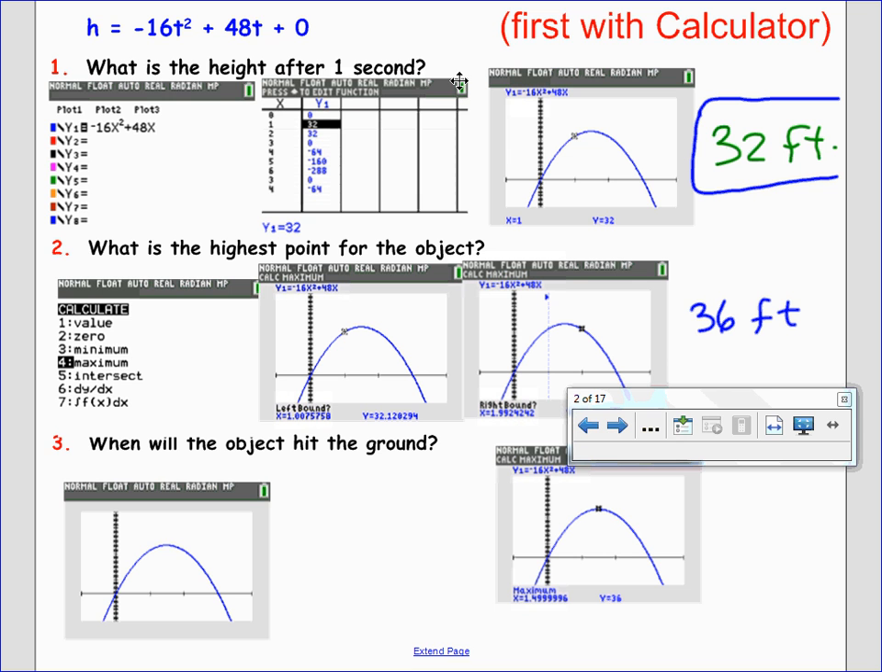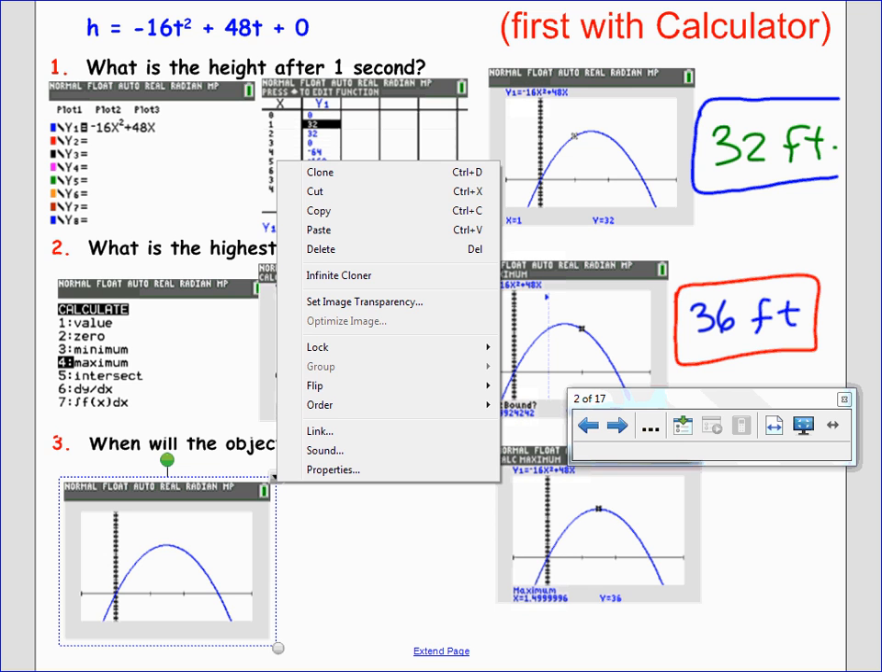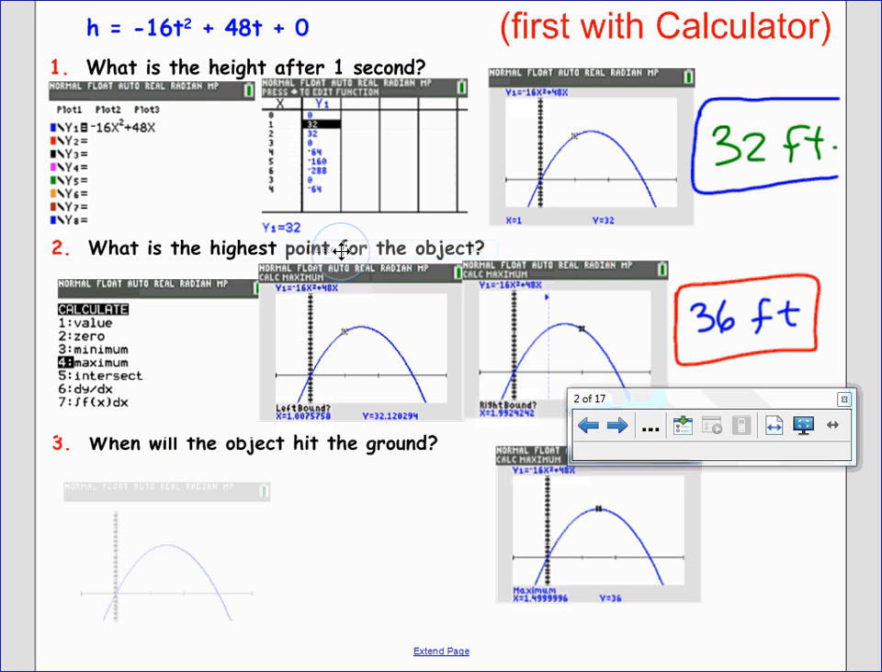Sweet. Raise your hand if you successfully calculated the maximum using your grapher. So who else had 36 feet using your grapher? Hey, that's great. You're going to have to do that in your quiz. You have to do that same thing in your quiz. And lastly, when will the object hit the ground?